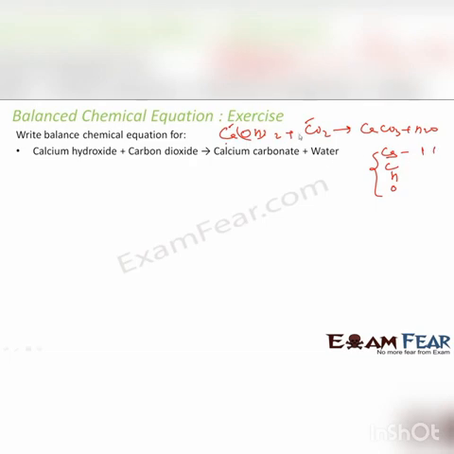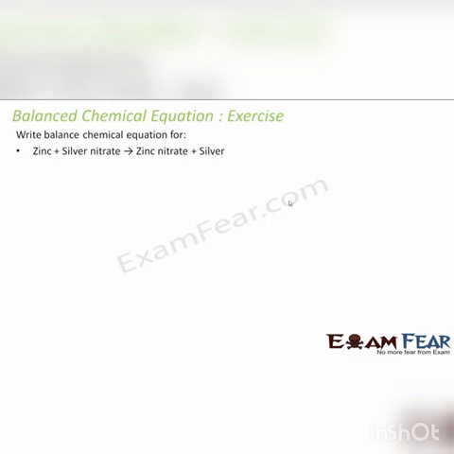So we'll see the calcium part. Calcium part is 1 here, 1 here, balanced. Carbon part 1 here, 1 here, balanced. Hydrogen part 2 here, 2 here, balanced. Oxygen part 2 here plus 2, 4 here, and here we have 3 plus 1, 4. So both are balanced. This is a balanced equation itself. You don't need to balance. What equation you got is a balanced equation.